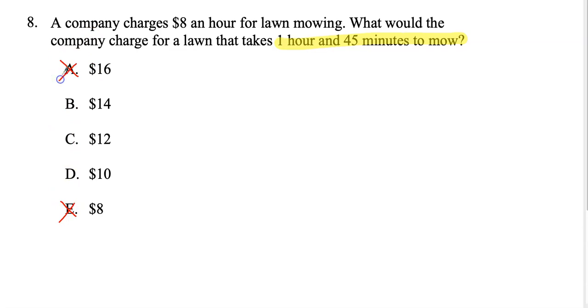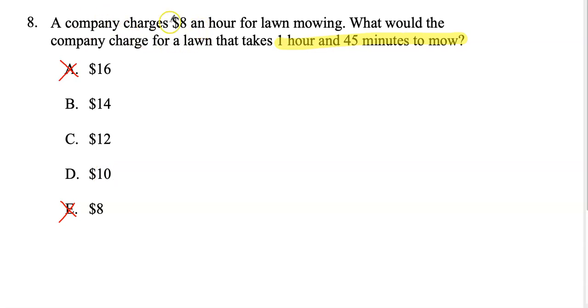And A's gone as well, because if I mowed for 1 hour I'd get $8, and for 2 hours I would get $16. So this represents how much they would charge for 2 hours, but I'm only mowing for 1 hour and 45 minutes. So hopefully you can see I can get rid of 2 right off the bat, and if I need to guess, I have a better chance of guessing. If you can do that in a question, go ahead and do that. It increases your chances of guessing the correct answer.